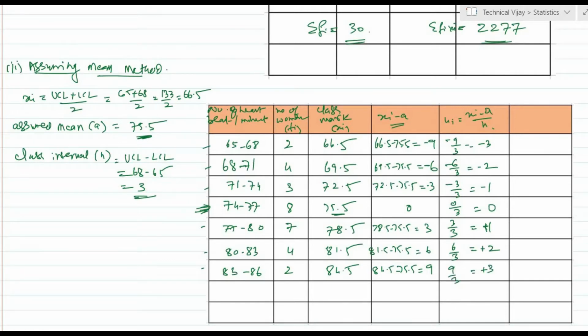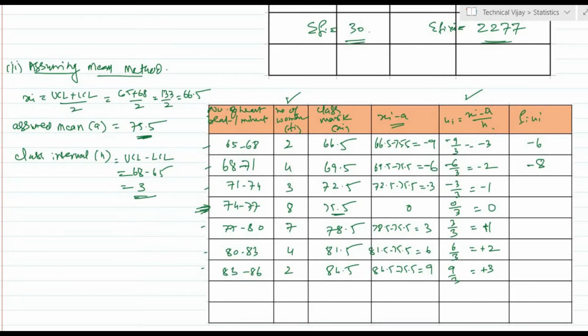Now we can multiply this fi into ui. Here this fi into ui. Minus 3 into 2, that is equal to minus 6. Minus 2 into 4, minus 8. So this will be easy for multiplication, because whatever the numericals may be, within 10 only decimals we will get here.